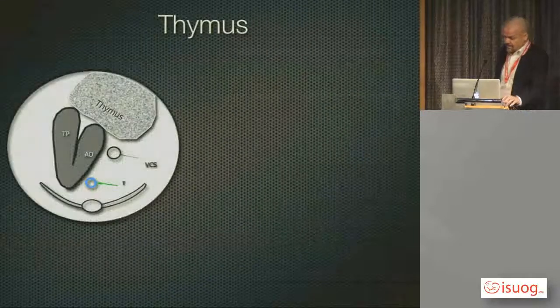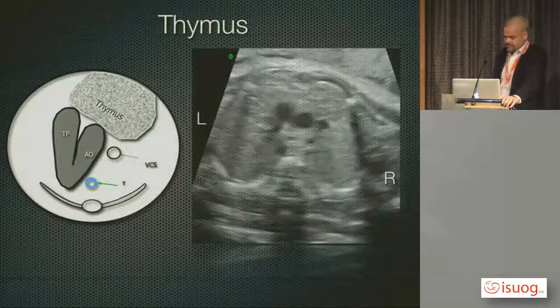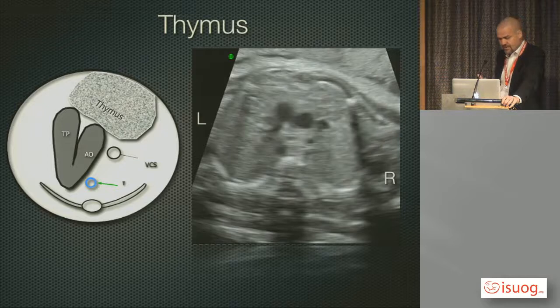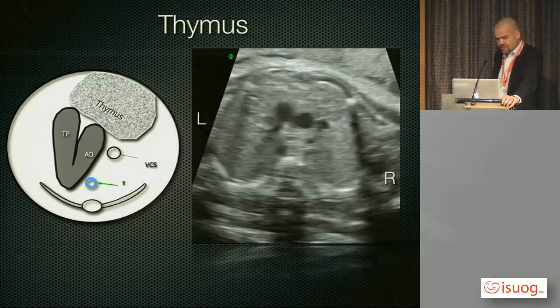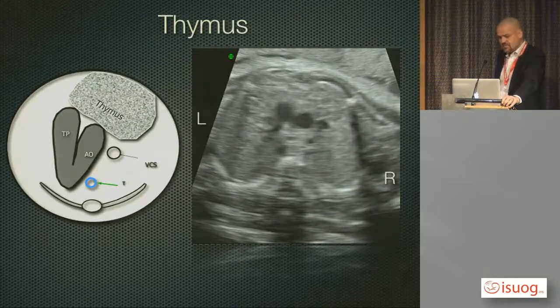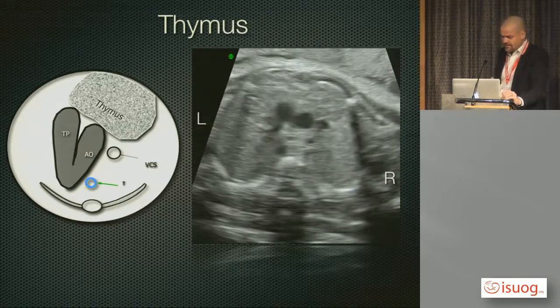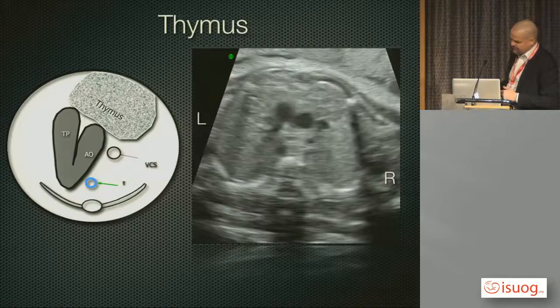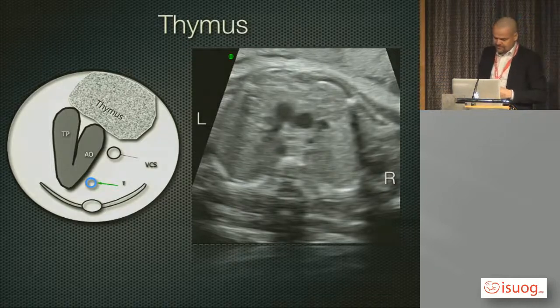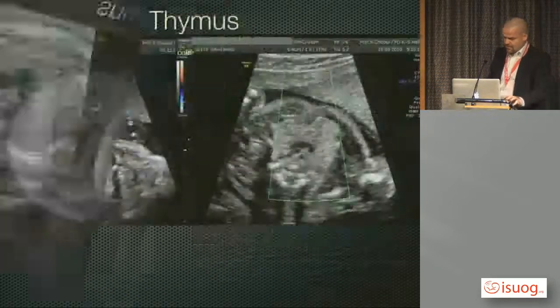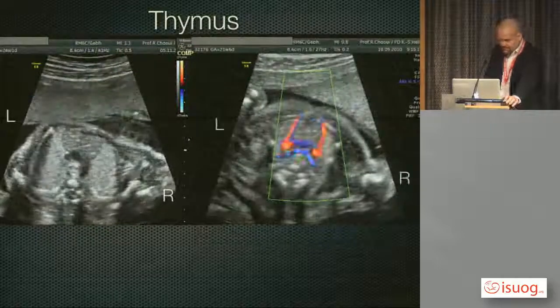In this area, there's a very important structure described in the last years in a lot of papers: the thymus. You will find the thymus in front of the great vessels, behind the sternum, and you see the three vessels, pulmonary trunk, ascending aorta and superior vena cava, and in front of these three vessels you see the thymus and how it looks like in the video clip.